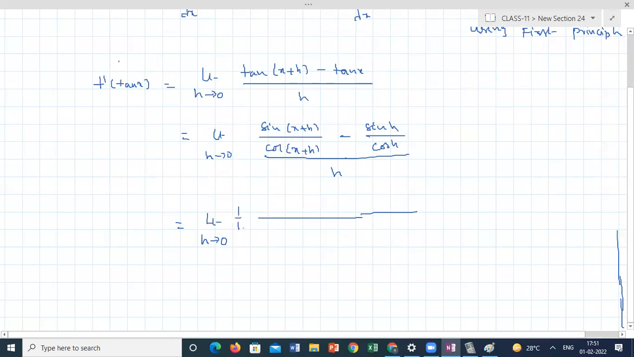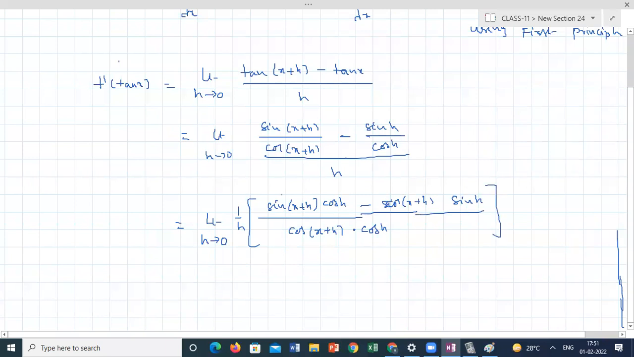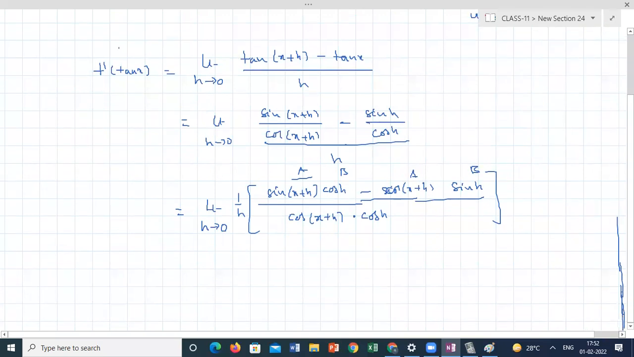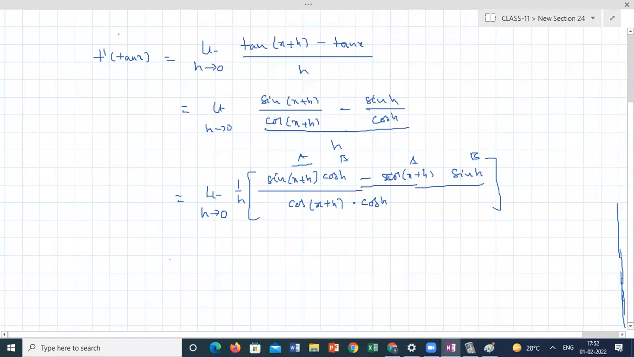I'm taking 1 by h like this, and the denominator is cos of x plus h into cos x, correct? The numerator is sin of x plus h into cos x minus cos of x plus h into sin x. This is looking like sin a cos b minus cos a sin b. What is the expansion? This is the expansion for what? Sin of a minus b. Agree? Understood that step? What have I done?